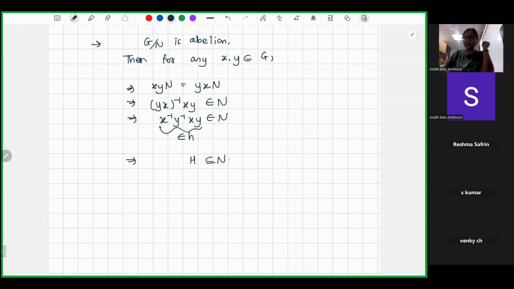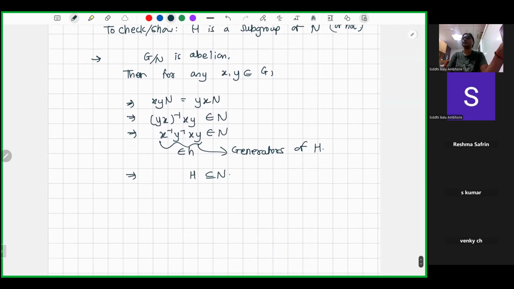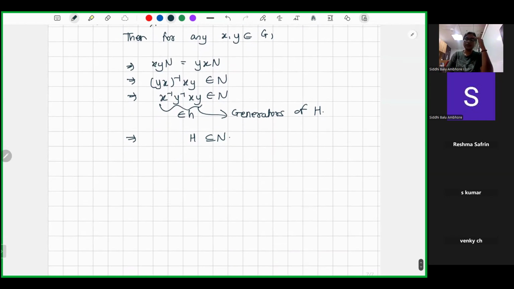So these are the generators. These are all generators of H, by the way, here. And the moment something holds for the generators of a subgroup, it will hold for every other element of that group. So when I write this here, it belongs to N, which belongs to H. So these were the generators of my group H.